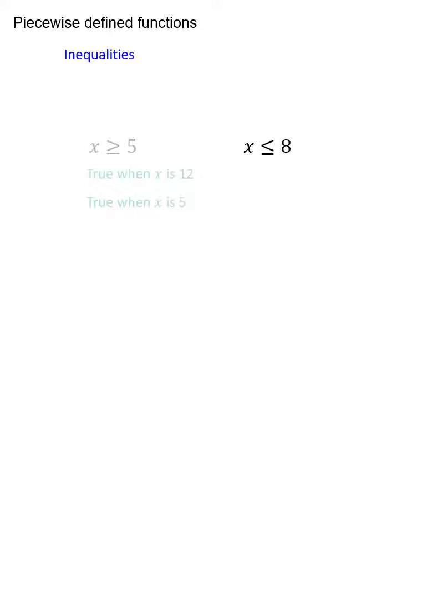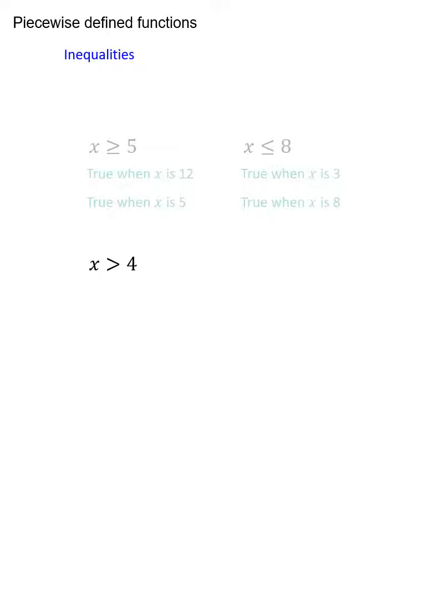Here's another inequality. Notice that it's true when x is 3, because, of course, 3 is less than 8. But it's also true when x is 8, because the statement 8 less than or equal to 8 is true, because 8 equals 8.